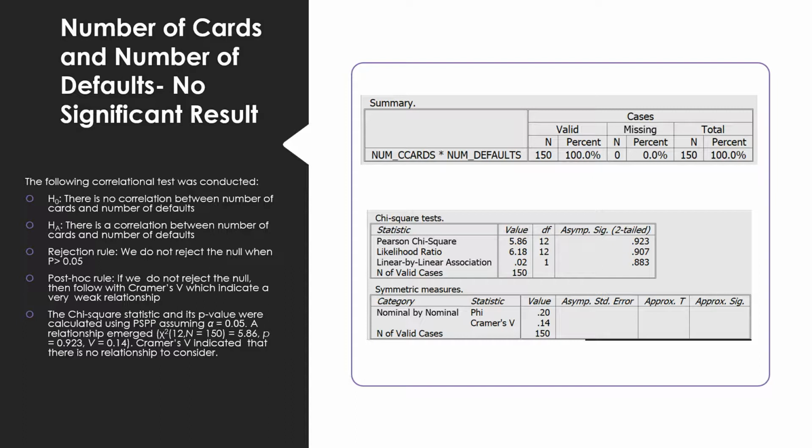So here with our result, we can determine that the rejection rule is that we do not reject the null because our p-value is more than 0.05. The post-hoc rule is if we do not reject the null hypothesis, then we follow Cramer's V. And here Cramer's V indicates that there's a weak relationship between those two values. Therefore, there's no relationship to consider.